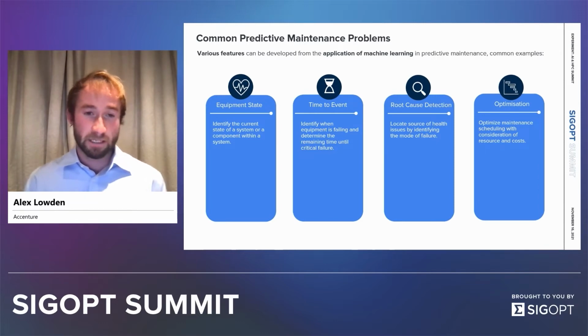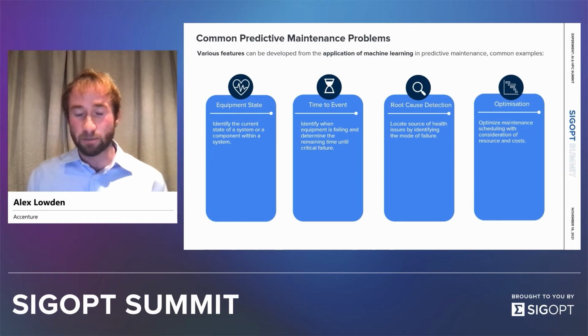Another common feature we see is time to event, which is taking that previous feature and sort of projecting forward. So this is looking at when you identify that equipment is in perhaps an unhealthy state, is projecting forwards or forecasting the actual remaining time until the equipment critically fails or no longer can perform its required function.